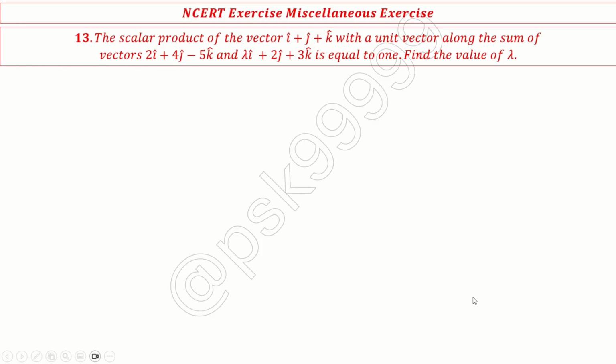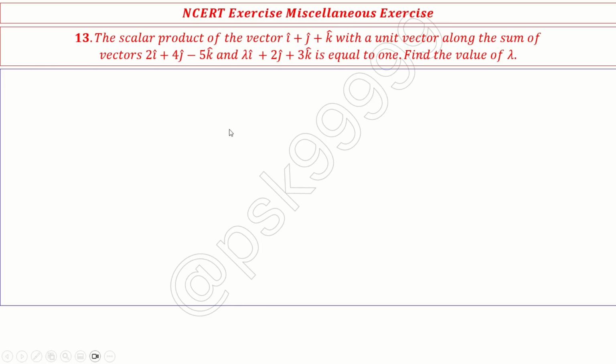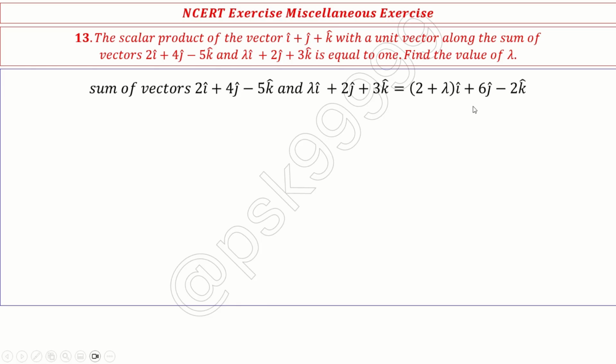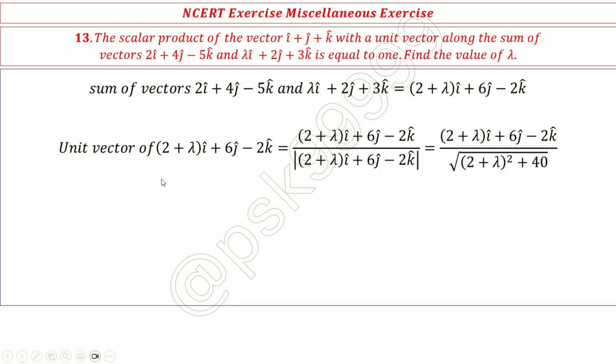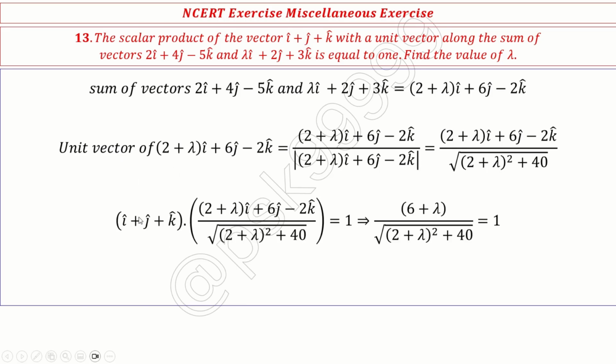Next. The scalar product of the vector i j k with a unit vector along the sum of the vectors is equal to 1. Find the value of lambda. This is just to follow the instructions carefully. The sum of the vectors is this one. The unit vector is obtained by dividing by the magnitude. Now you do the scalar product of this with the calculated unit vector.